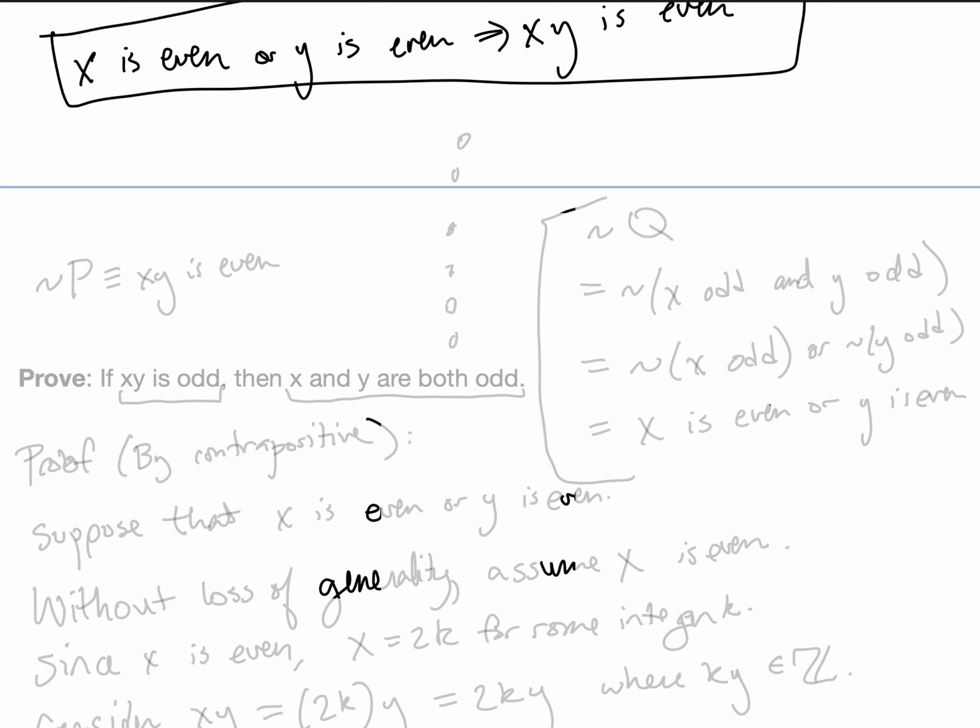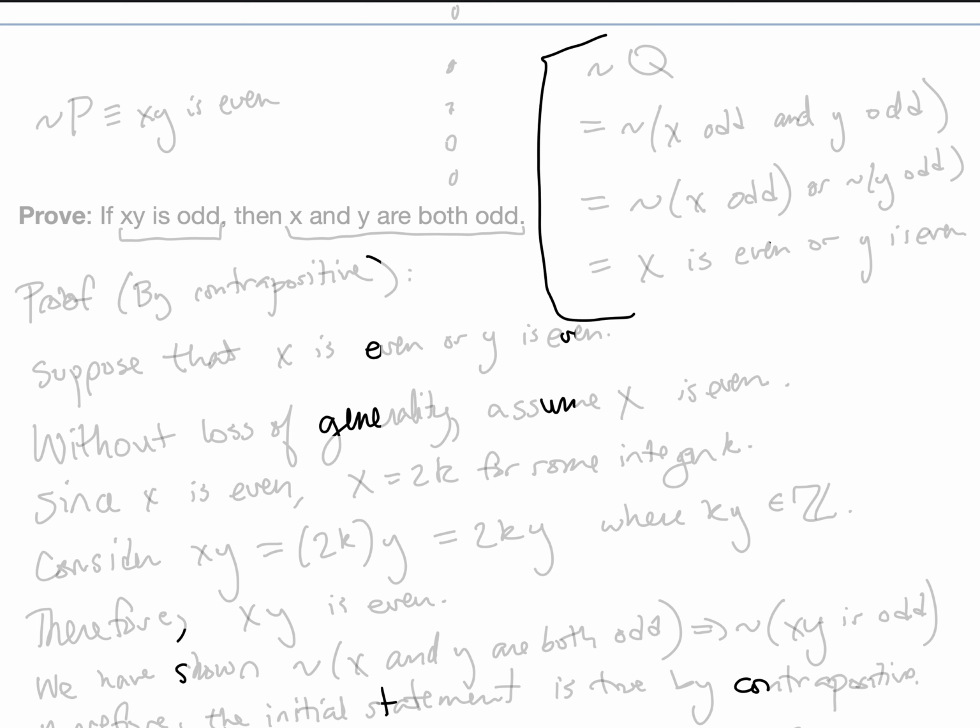Okay, so let's do this proof using the contrapositive technique. As we saw above, the negation of the statement Q, the negation of x and y are both odd: if it's not true that x is odd and y is odd, then it's the case that x is not odd or y is not odd, or in other words, x is even or y is even. So to do this proof by contrapositive, we are first going to assume the negation of Q. So suppose that x is even or y is even. We are assuming that that is the case.